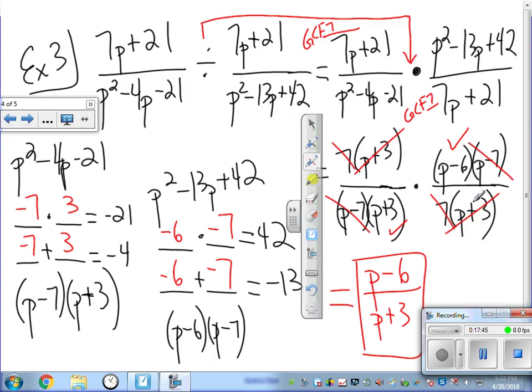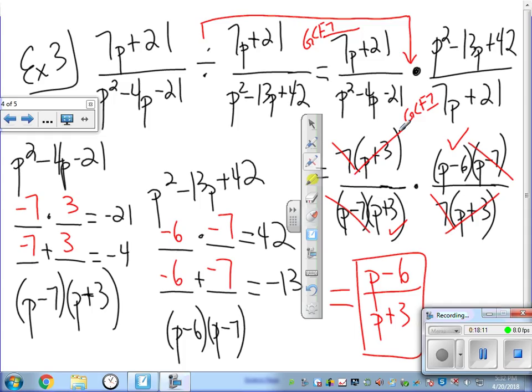GCF is 7. 7 times p plus 3. Now for the fun part. I wish I could do sound effects with a lightsaber actually in action, but now we get to cancel out common factors. 7, 7. Boom. Top level, lower level, we can cancel them out. They're factors, they're in different levels. Get rid of them.